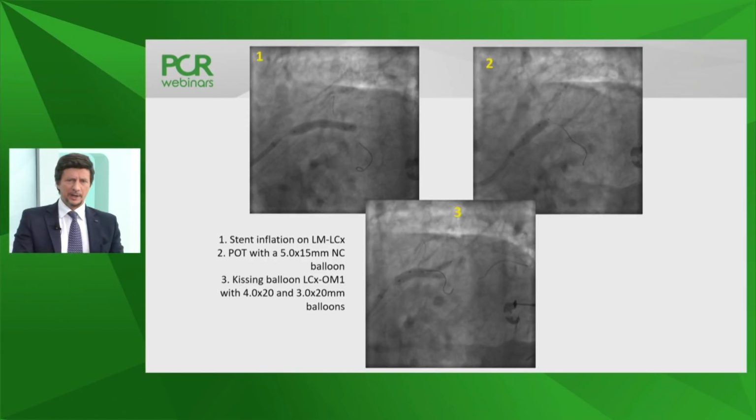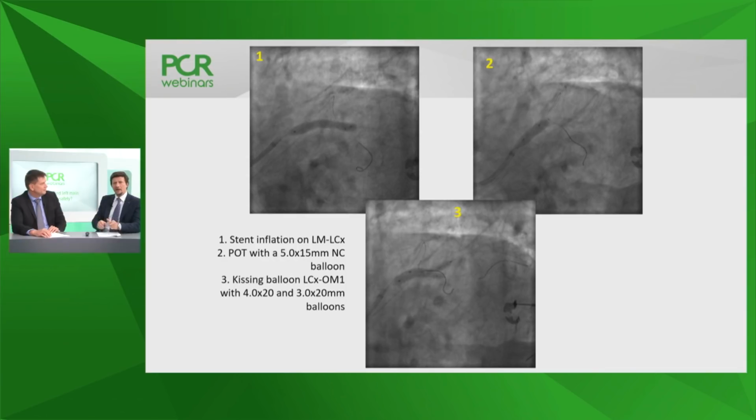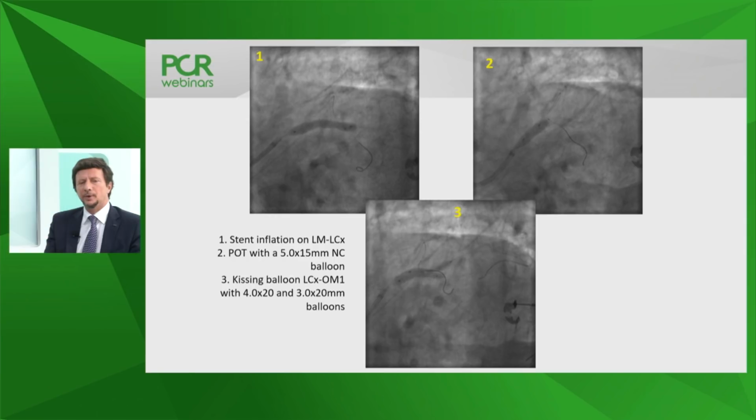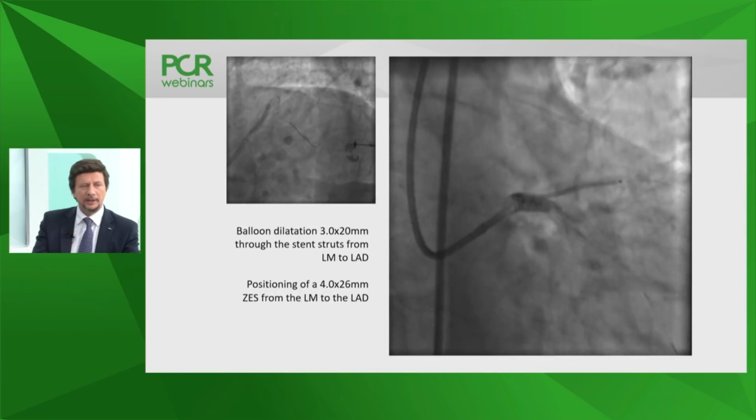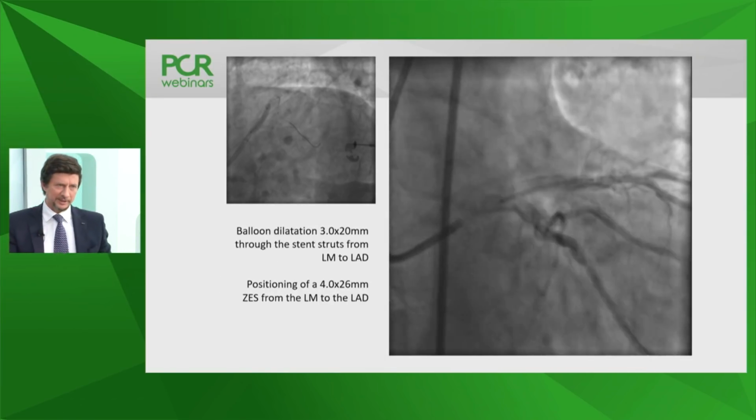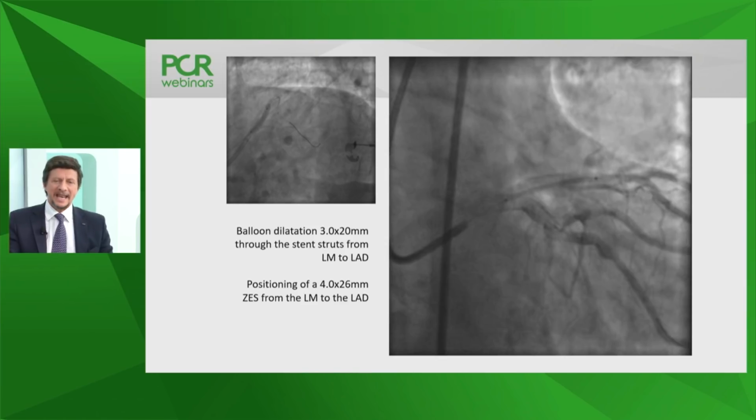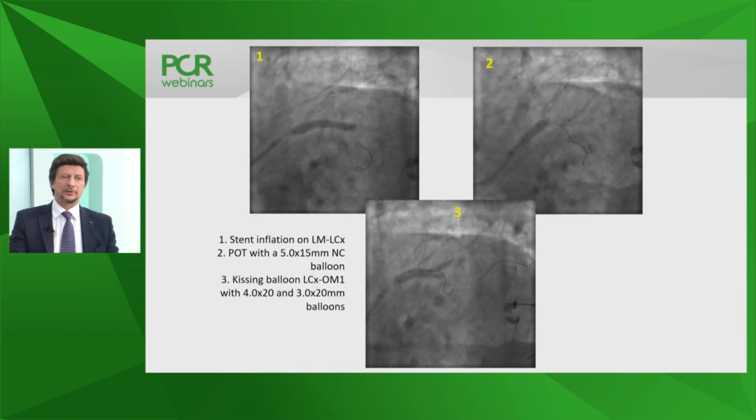Let's see what you did next. Can you describe the next steps of your procedure? Yeah, this is the stent deployment. As I said, not going too high pressure. Then there is a POT with a 5.0 non-compliant balloon in the very proximal part to remain in the left main. And then, yes, there is a wire going to the first marginal to do a provisional stenting, just a kissing between the circ and the first marginal, with a 4.0 on the circ and a 3.0 on the first marginal branch, with the only intention of opening a little bit the struts of the stent towards the left main and not touching it anymore unless it is occluded.